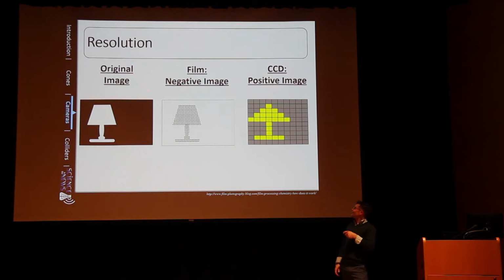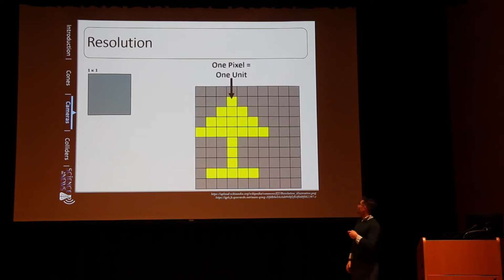If we looked at our original image, and then we look at our negative image, while the colors are inverse in our negative image, our CCD is great in that it's a positive image, but you see you have all these squares. And because you have all these big squares, our lamp doesn't really look like a lamp. It looks more like an umbrella. This gets the idea of what we call resolution. So we call one of these squares 1 pixel, which you can think of as just 1 unit of image.